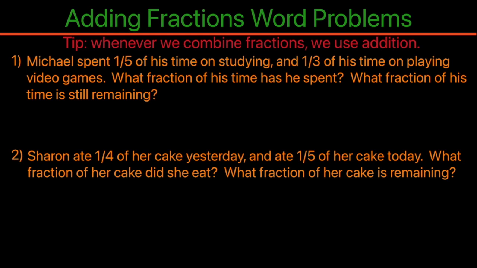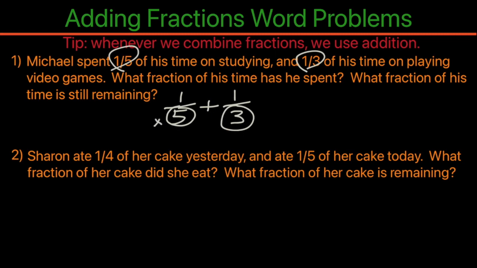In this scenario, we're combining fractions, so we're using addition. So we're going to take 1/5 of his time plus 1/3 of his time. Now we can see that we don't have a common denominator. So this is a scenario where we are adding fractions with unlike denominators. So we need to get them to have the same common denominator first. And to do that, we can multiply the denominator by the other denominator.